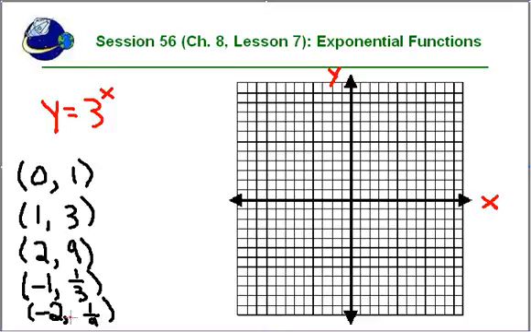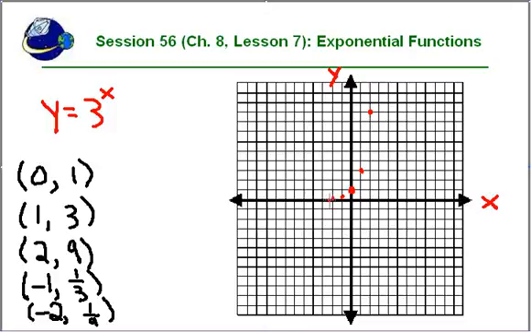Let's go ahead and plot these on a graph and see if we can determine visually what's going on. Our first point is 0, 1. We start at our origin. X is 0, y is 1. Our second point, x is 1, y is 3, and we plot that one. Our next is x is 2, y is 9. Over 2, 3, 4, 5, 6, 7, 8, 9. Our fourth point, x is minus 1, y is positive 1/3. So that's somewhere in there. Our next one, x is minus 2, y is positive 1/9, and so on.